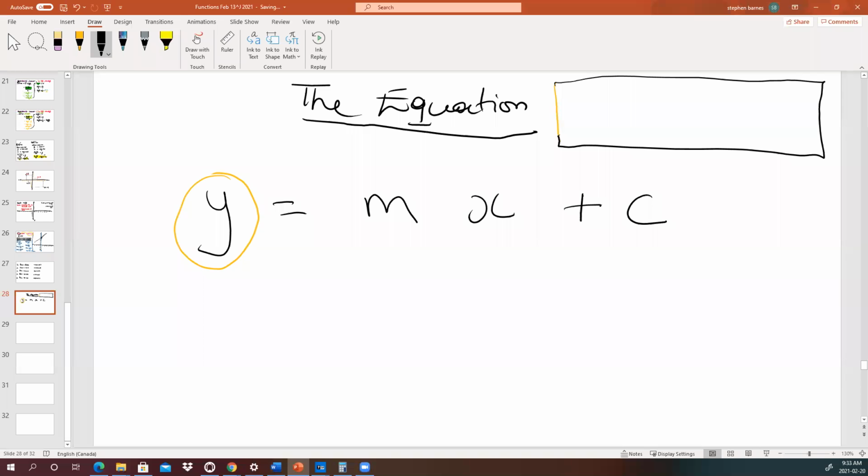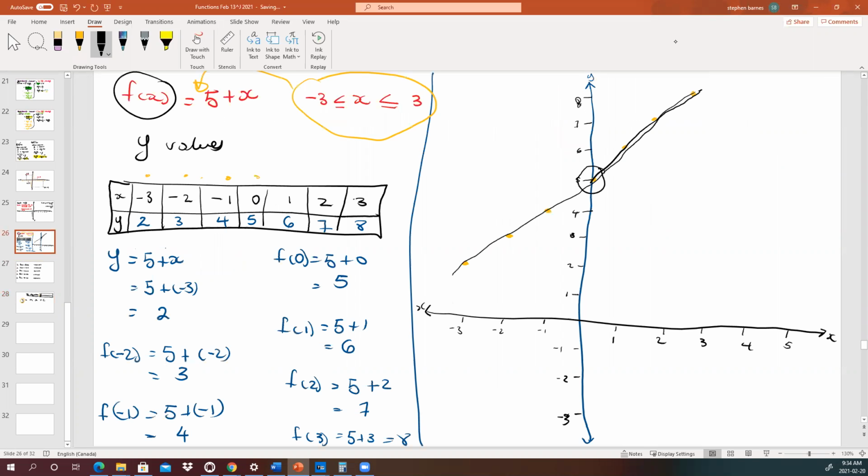All right. So the equation of a line is y equals mx plus c. And each of the items in this formula has a specific role or function. So what we're going to do, I'm going to use question 1, which is the function 5 plus x. I don't know if you remember the one that we worked out together in class. I'm going to be using this table and this graph as our example.